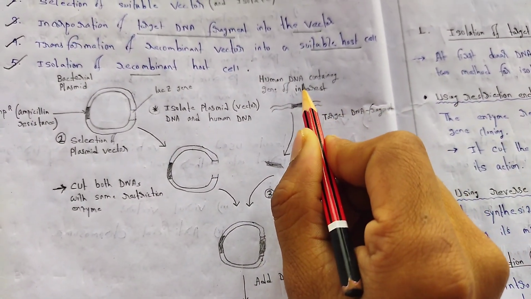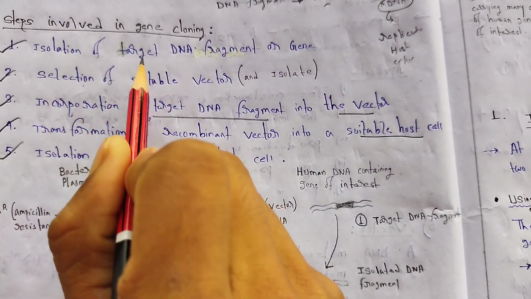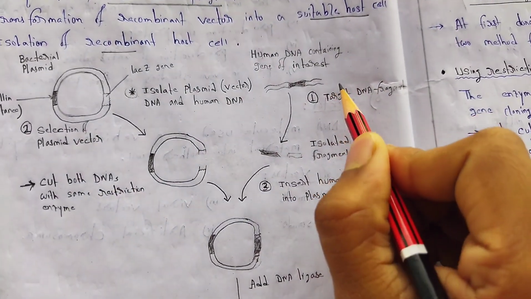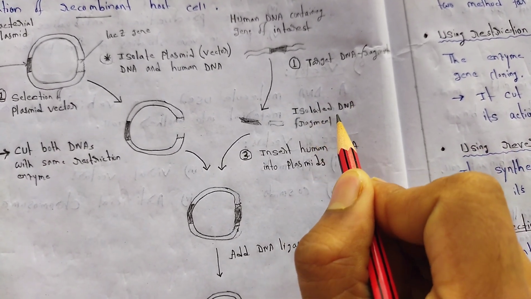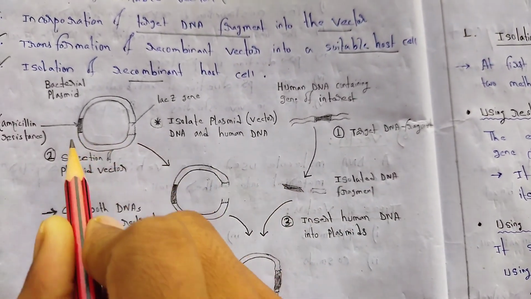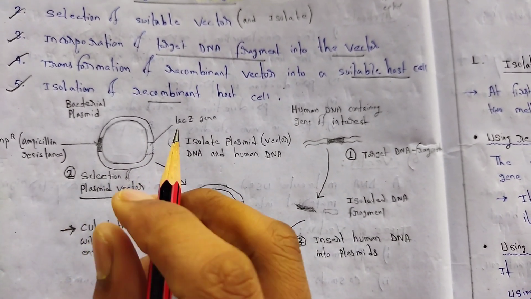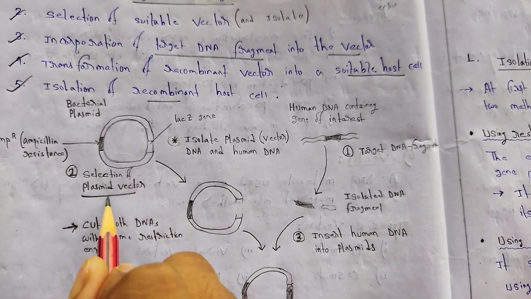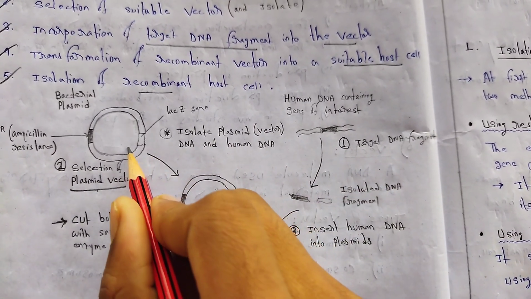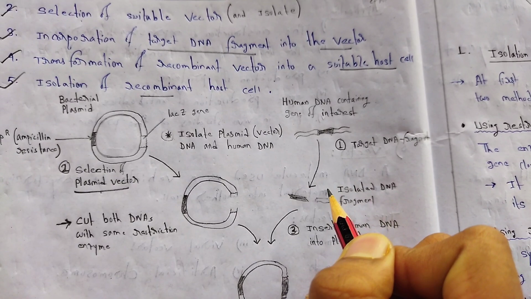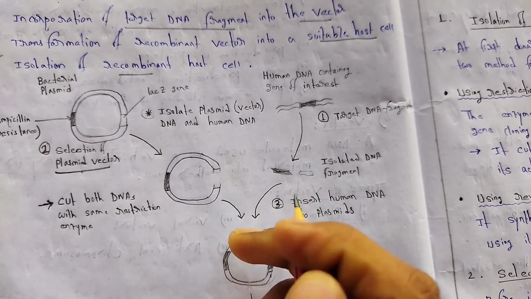This is the human DNA containing the gene of interest, which we can call the target DNA fragment. We have to isolate the target DNA fragment. Then we have to take a suitable vector; we can take the plasmid vector. Then we isolate the plasmid vector, and isolate the DNA fragment from the human DNA. Then we have to mix both of them together.